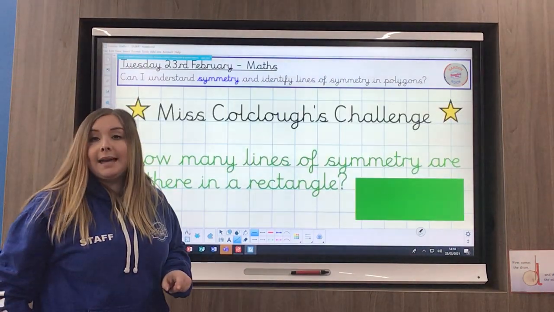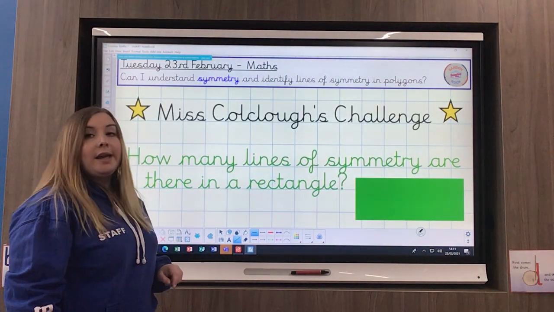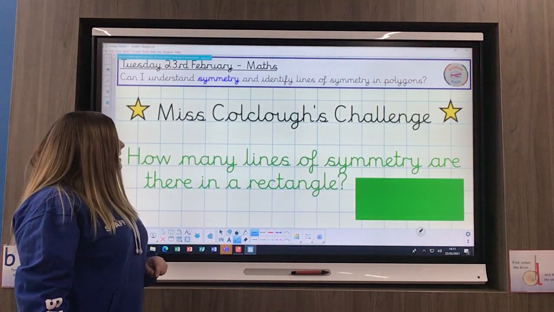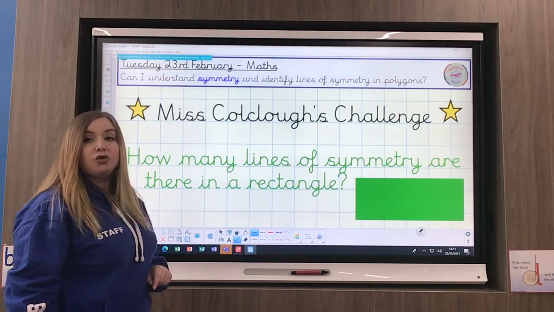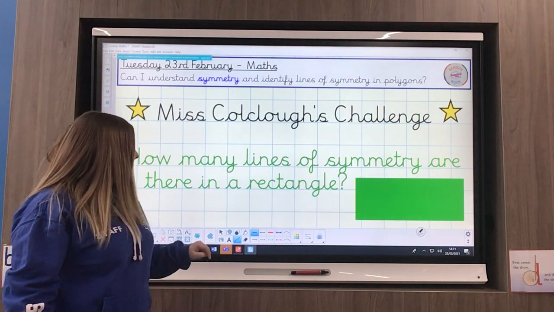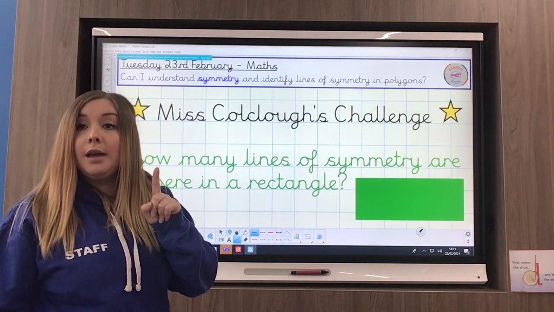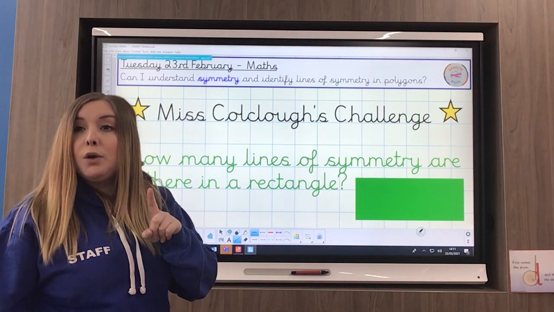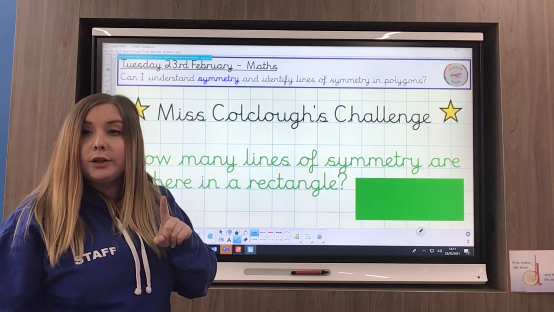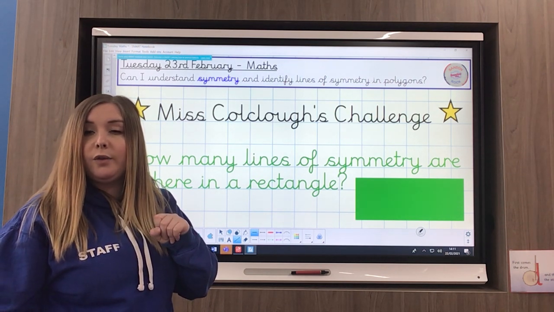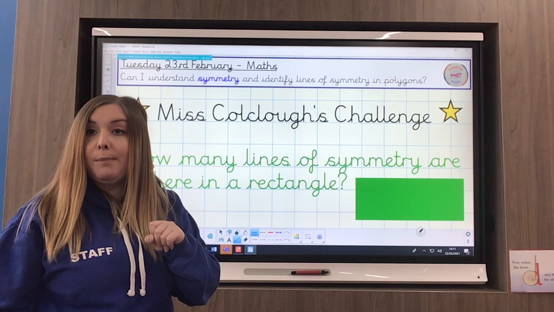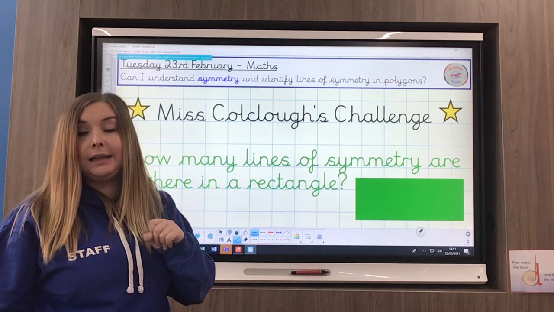But you know I like to set you one extra challenge. And my challenge today says how many lines of symmetry are there in a rectangle? Now you've all just done one in your booklet, but I think there are a few more. So how many lines of symmetry can you find in a rectangle where both sides would be exactly the same?